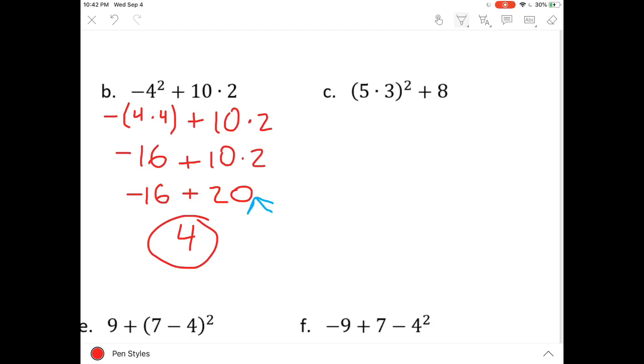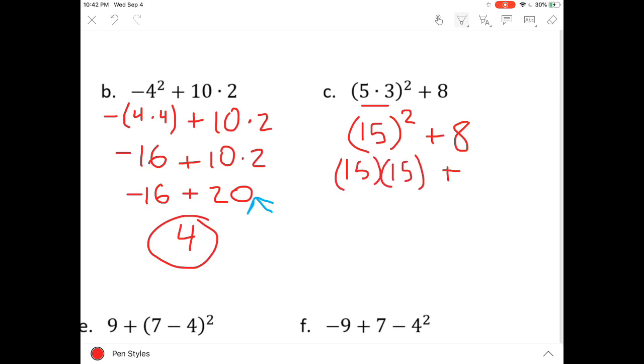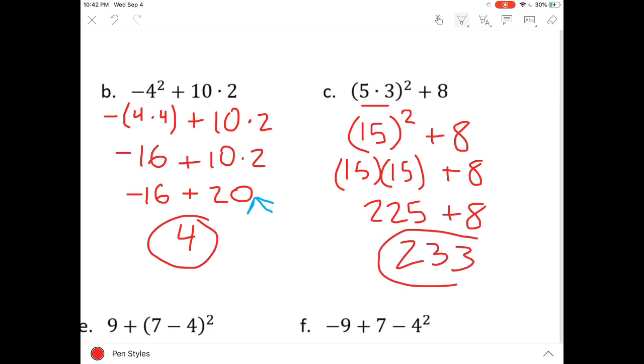So let's do C together and see what we get. So we know that 5 times 3 is 15, and that's inside the parentheses squared, plus 8. And for those of you who don't know what 15 squared is, that's okay. It's 15 times 15. 15 times 15 is 225, plus 8. 225 plus 8 is going to be 233. So pretty big numbers. That's okay. We can work with those.